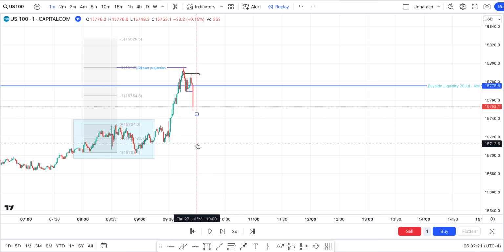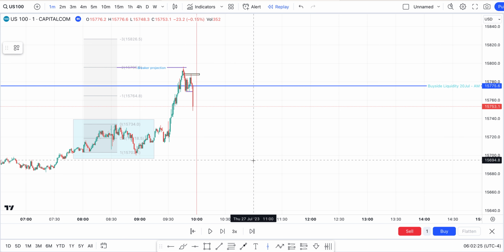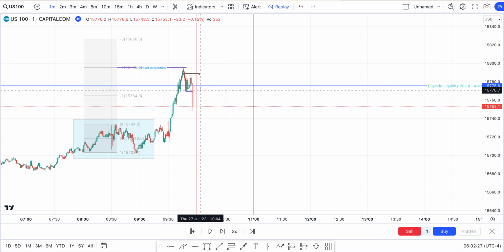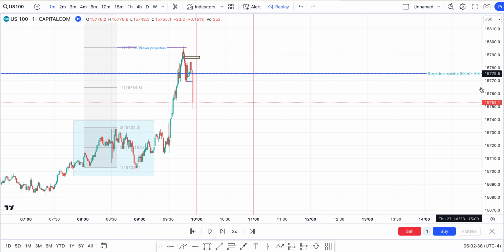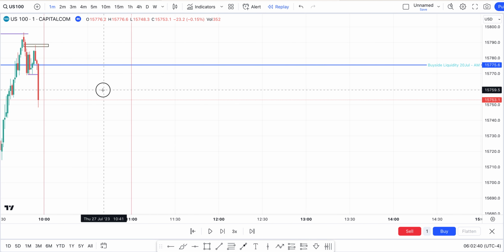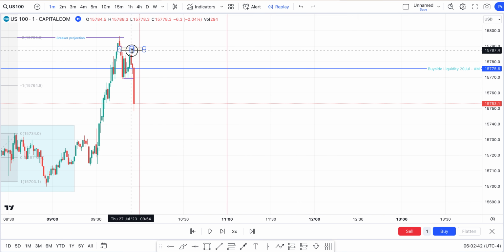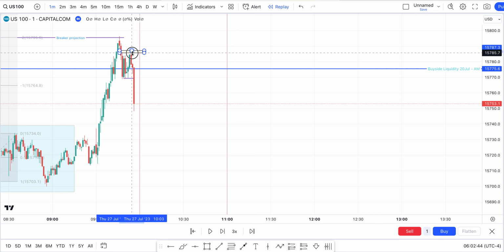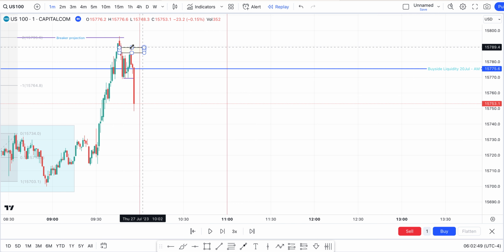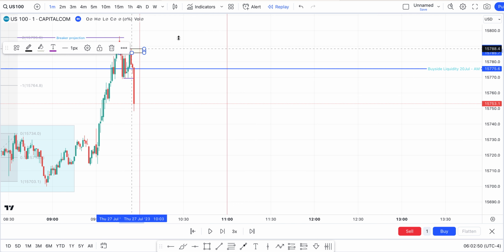So there's the start of the Silver Bullet time, 10 a.m. This is 11 a.m. Buy side has been taken already. We've had a market structure shift right here. Fair value gap has been respected. Up here, fair value gap has been respected. And with the market structure shift, just mark it up properly.